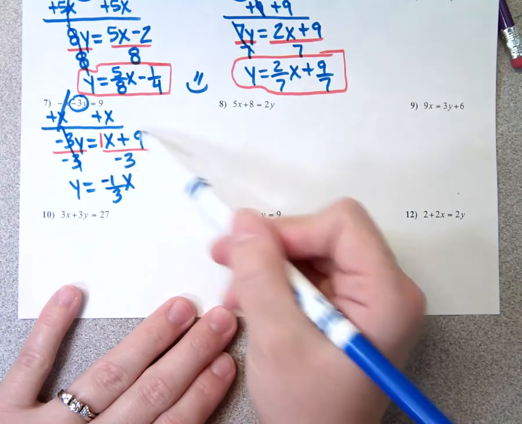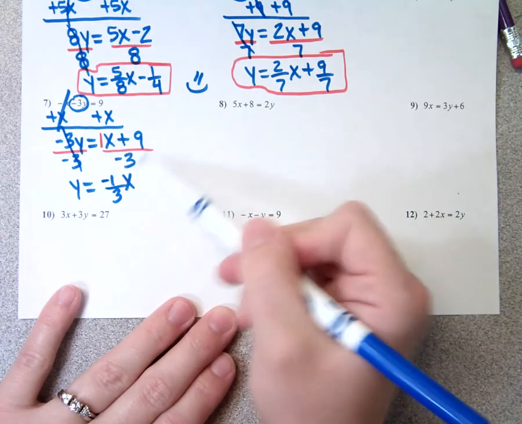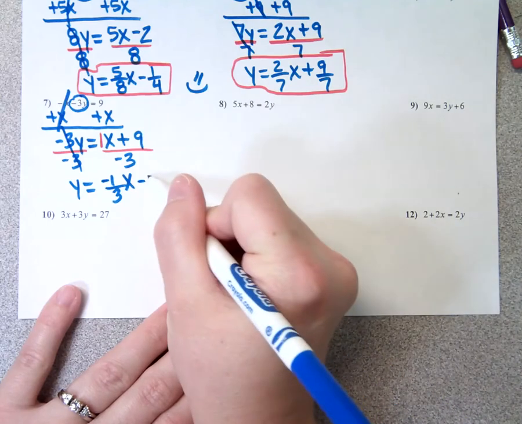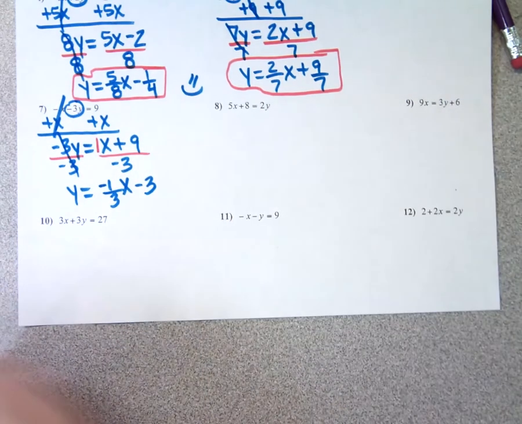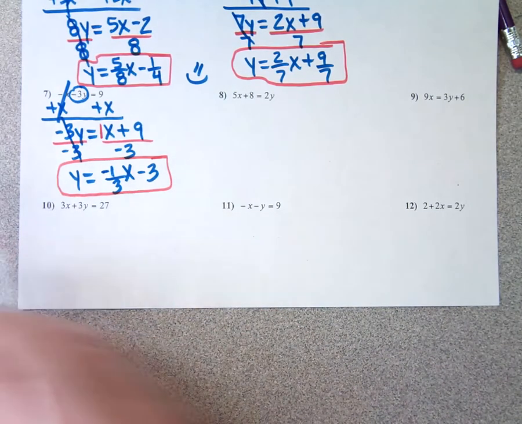Okay, now let's reduce this piece. How much is positive 9 divided by negative 3? Negative 3. So I put a minus 3 in the back. And there's my answer in slope-intercept form.